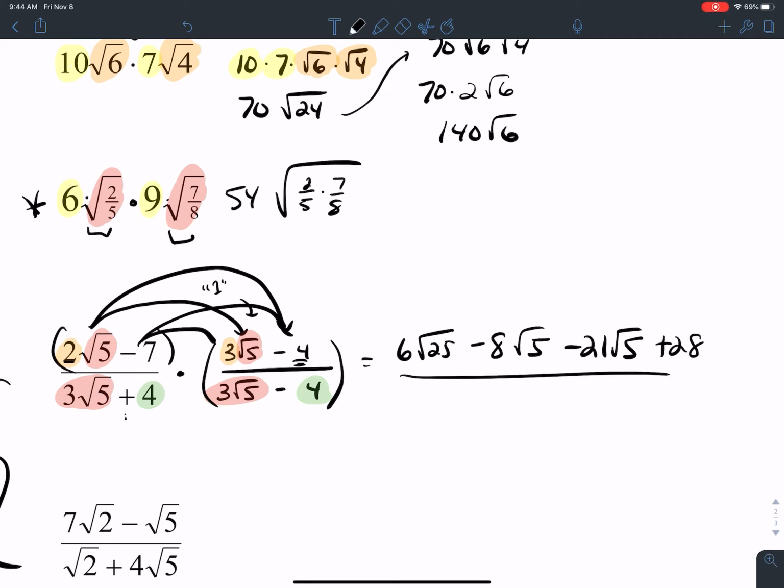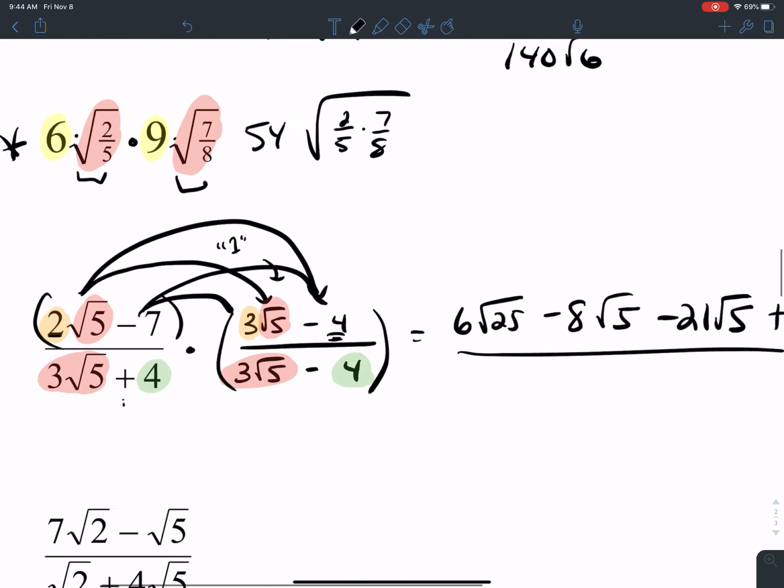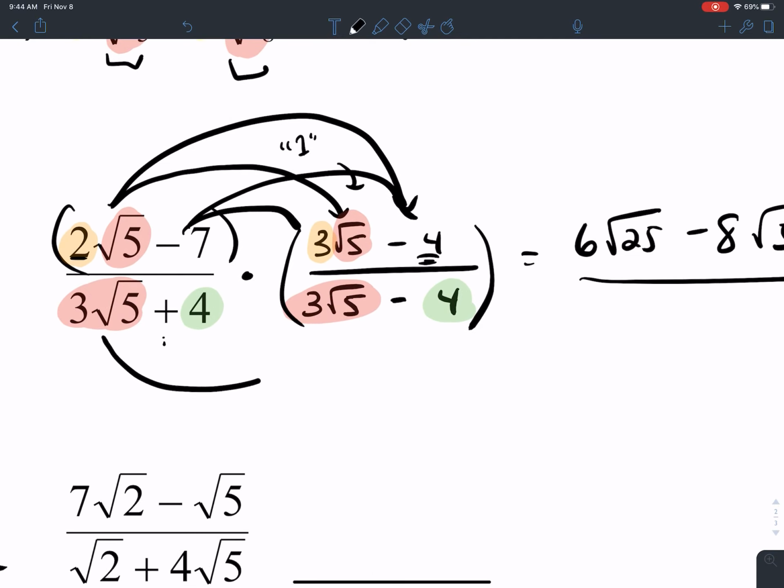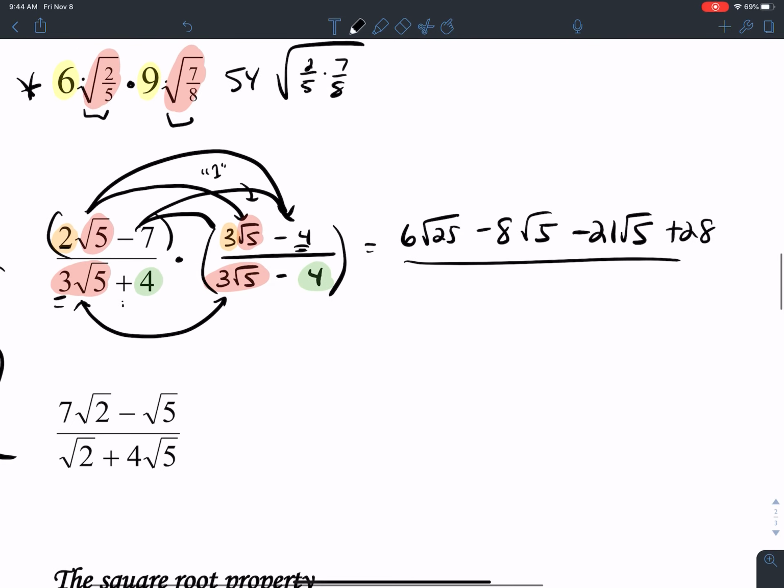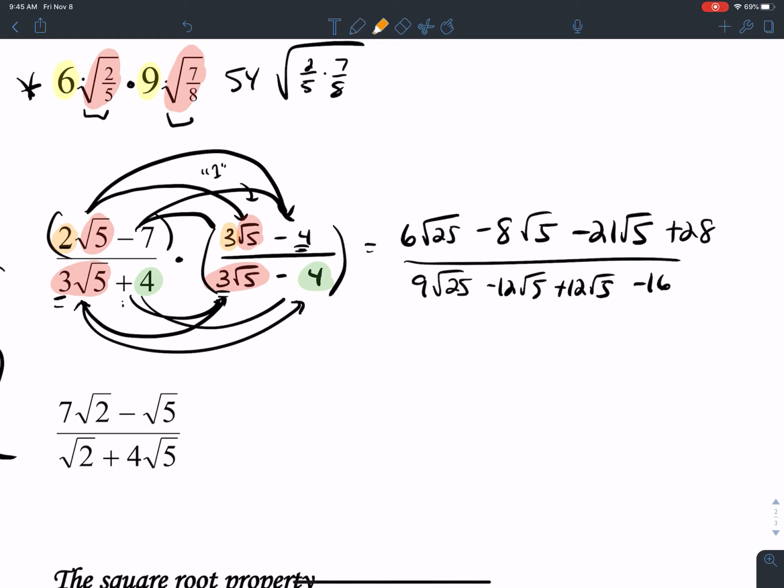Now, on the bottom is what we're looking for here when we use the conjugate. The whole purpose of that was to get rid of the square root on the bottom. So after we simplify, the square root should go away on the bottom. So 3 times 3 is 9. Root 5 times root 5 is root 25, which again we'll simplify. Now when I do my continued distribution, I get negative 12 root 5. Now here I have positive 4 times 3 root 5, which is a positive 12 root 5. At the end, 4 times negative 4 is negative 16. So here we can see that these 2 roots are going to cancel out.